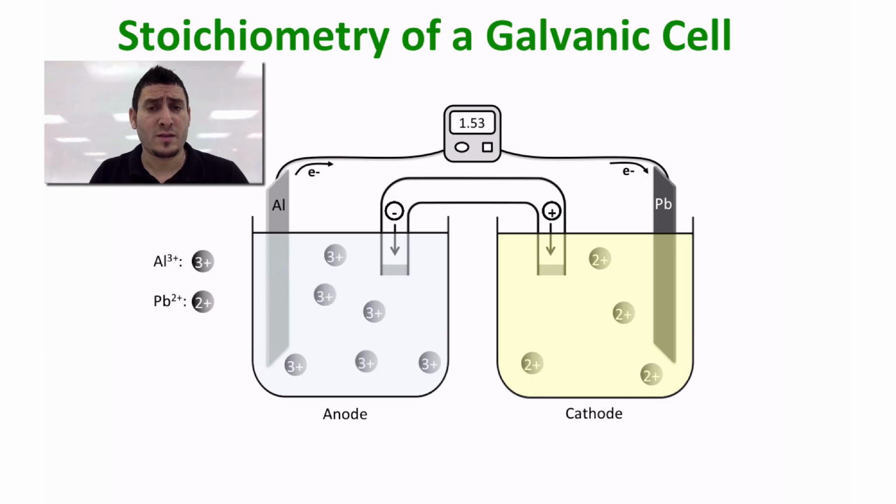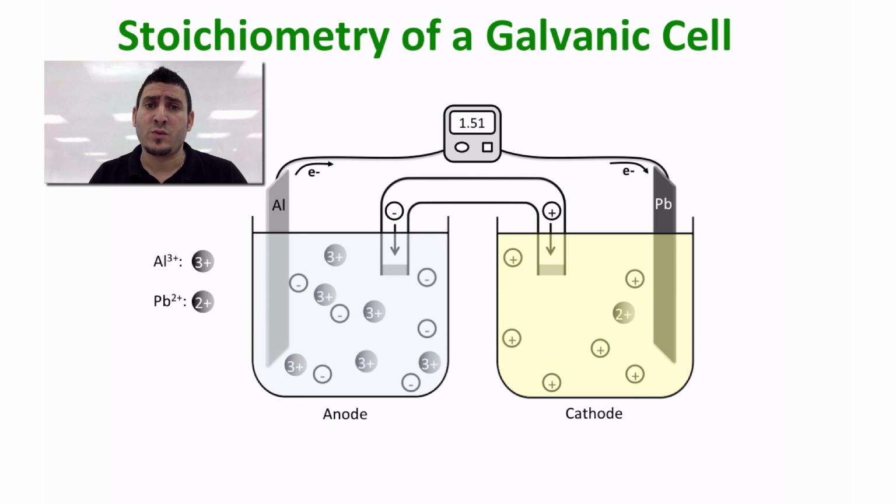Let's review the overall process now. 2 aluminum 3+ particles will be generated in the solution, increasing the charge of the anode compartment by 6+, and 3 lead 2+ particles will be deposited on the cathode, decreasing the cathode compartment charge by 6+. The salt bridge will pump 6 anions of 1 negative charge each to the anode compartment and will pump 6 cations of 1 positive charge each to the cathode compartment. This way, both compartments will remain neutral and the cell will continue generating power.